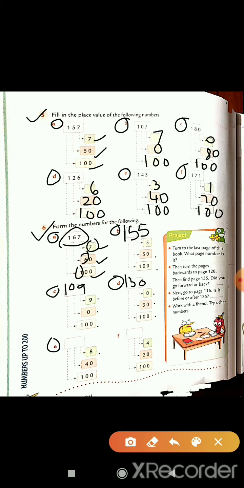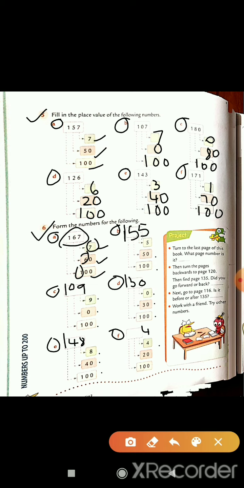Next, 8 place value is given, so at the place of ones we are going to write 8. 40, at the place of tens we are going to write 4. 100, at the place of 100 we are going to write 1. So our number is 148.